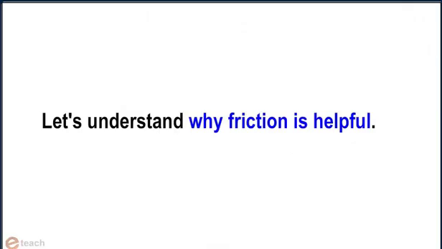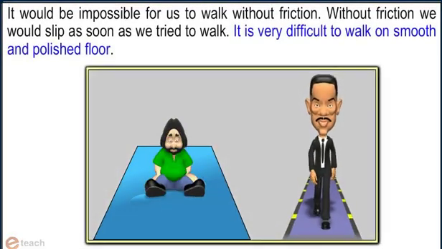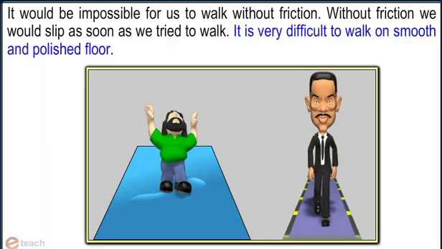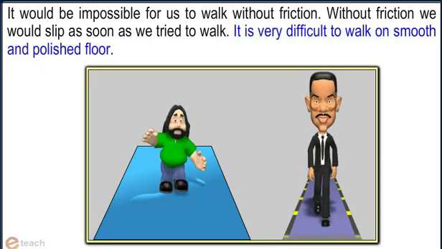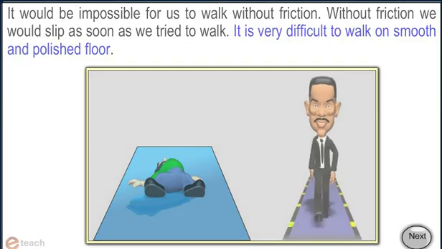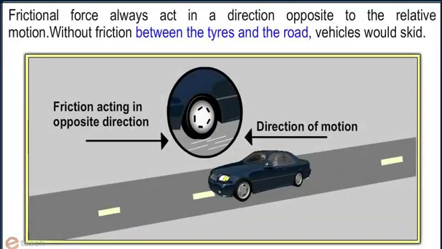Now, let's understand why friction is helpful. It would be impossible for us to walk without friction. Without friction, we would slip as soon as we try to walk. It is very difficult to walk on a smooth and polished surface. Frictional force always acts in the direction opposite to relative motion.